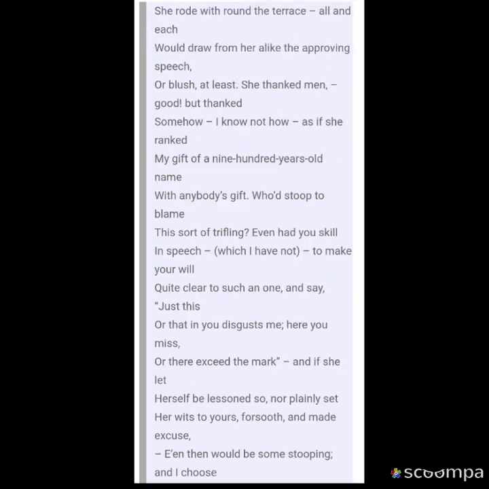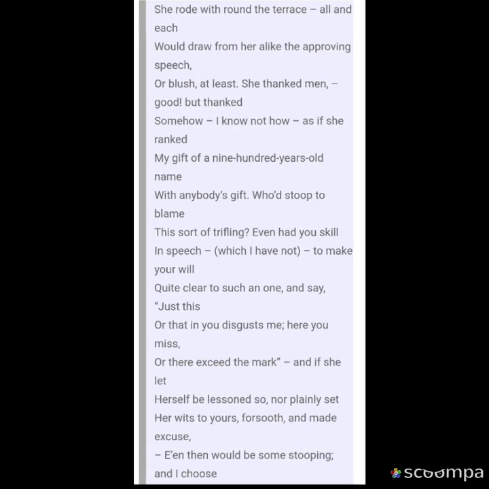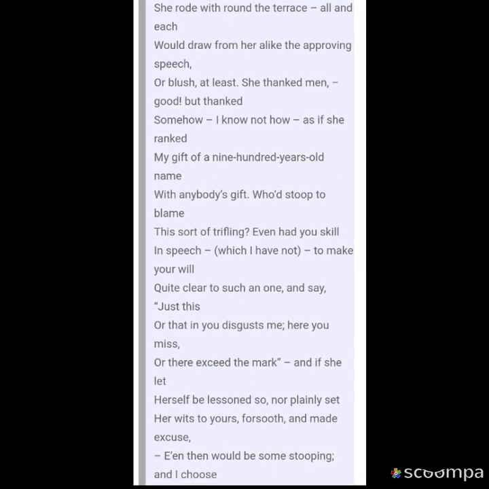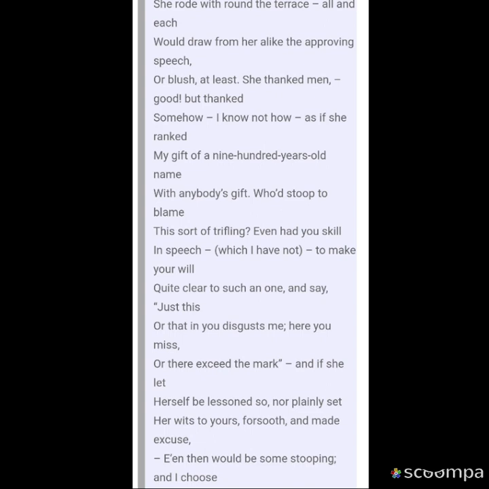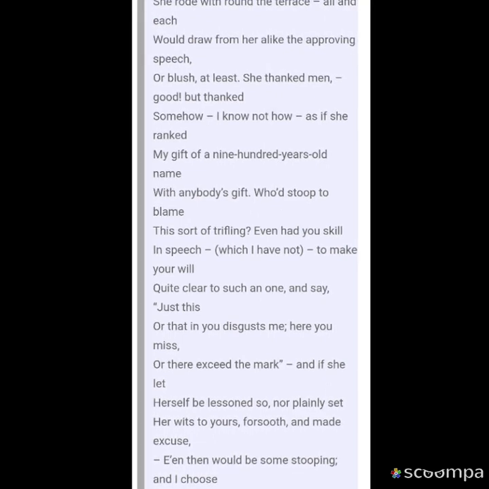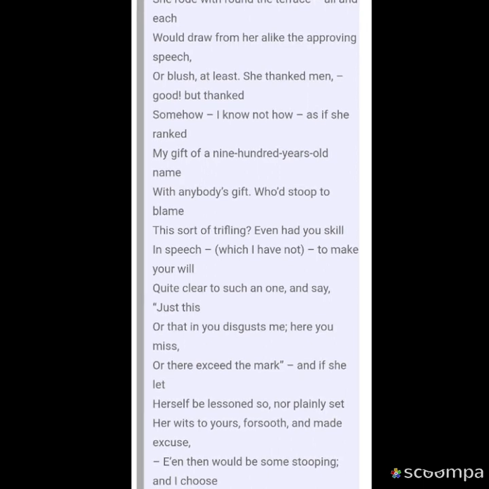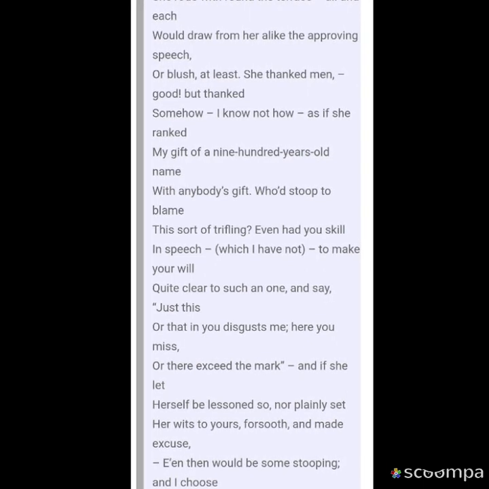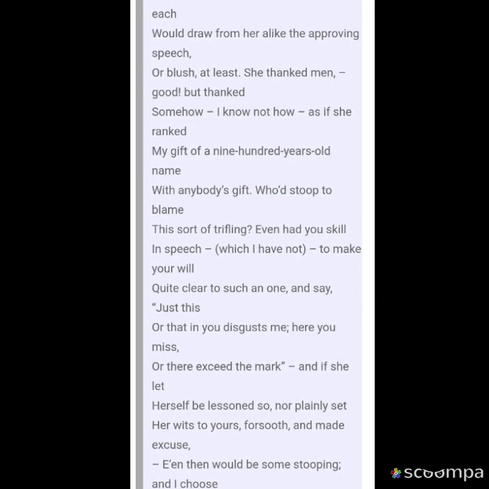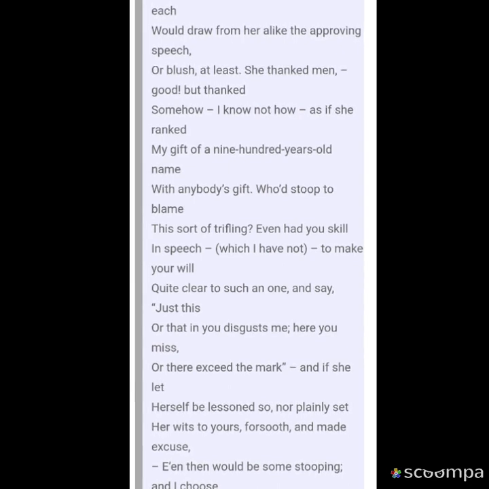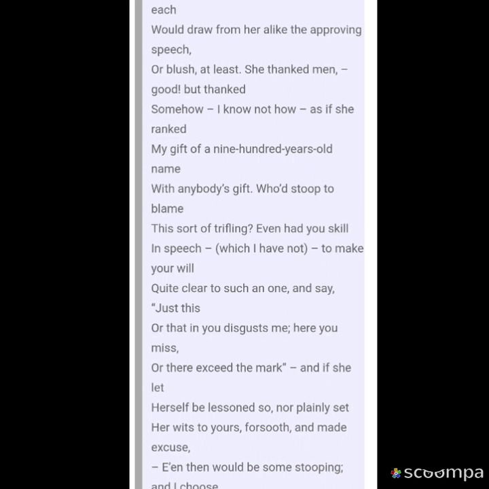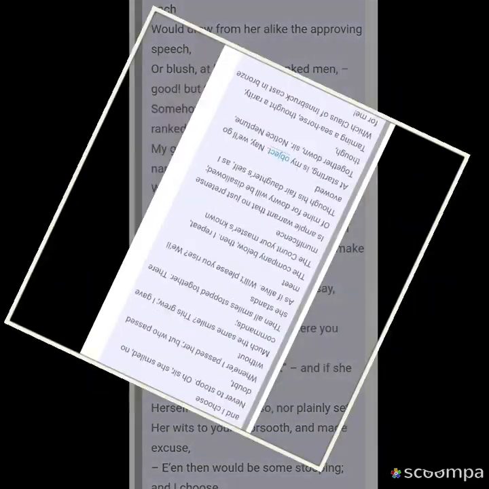Moving further, he says that she's also blushing. It's like she thanked men, good, but thanked somehow, I know not how, as if she ranked my gift of a nine-hundred-years-old name. So he is like that: these commoners, these common people are getting her gifts, it's fine, but why thank them? What have they done? She's the duchess. It's their duty to do anything to make her happy. Rather, she should be happy about the fact that she has married a man who has this nine-hundred-year-old legacy. So, another disappointment: comparing my nine-hundred-years-old name with these simple, trivial gifts actually put him off.